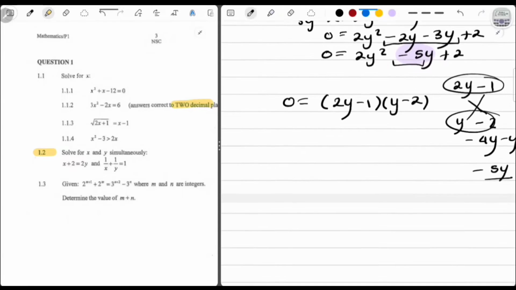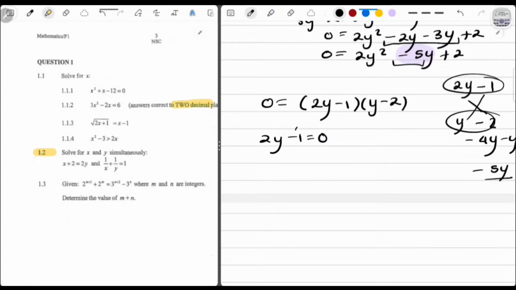And then I just have to solve for y. So solving for y, I'm just going to say 2y minus 1 is equal to 0, but you're going to take that negative 1 over, and it becomes a positive 1. Or we have y minus 2 equals 0, and you're just going to take that negative 2 over. So y is equal to 2. Here, divide both sides by 2. So y is equal to a half, or y is equal to 2. Those are our two solutions for y.